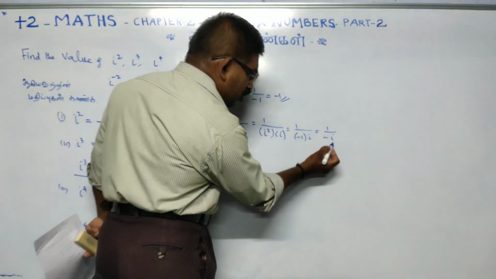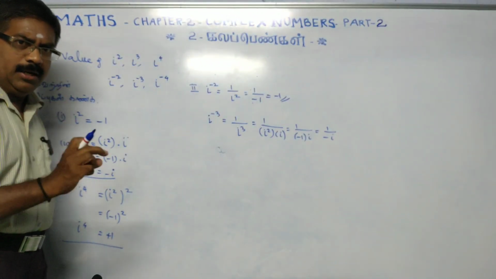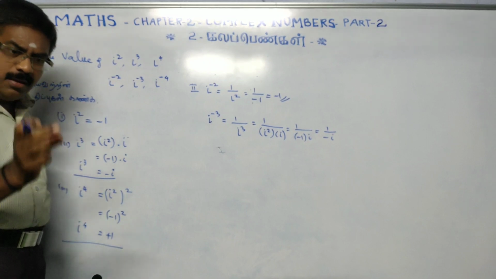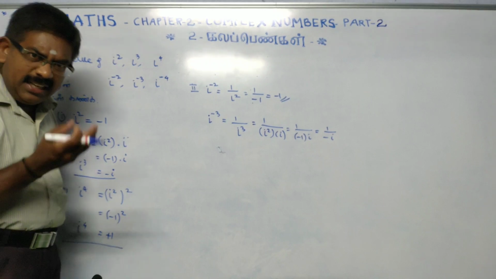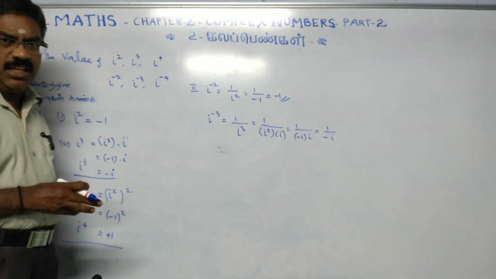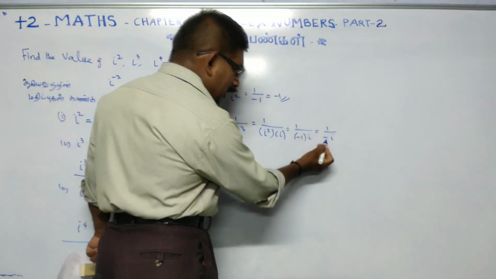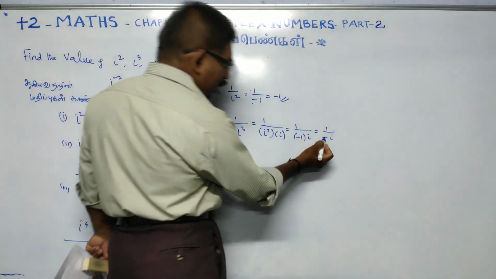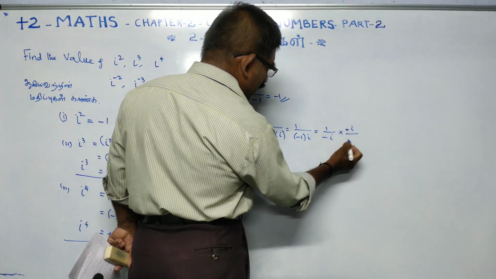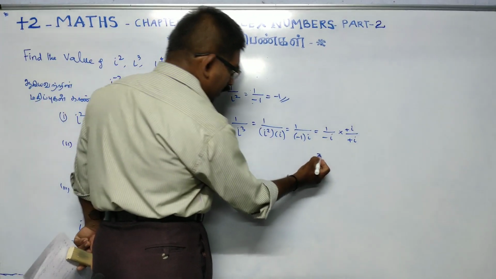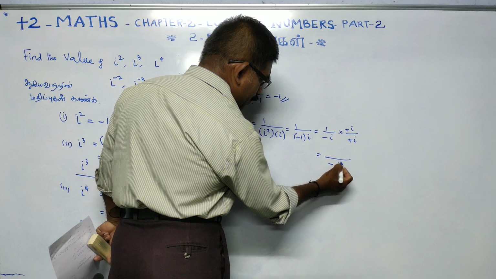Now we want to remove i from the denominator. When an imaginary term like i comes in the denominator, how do we remove it? By multiplying both numerator and denominator by its conjugate. The conjugate of minus i is plus i. Multiplying, minus i into i means i square.